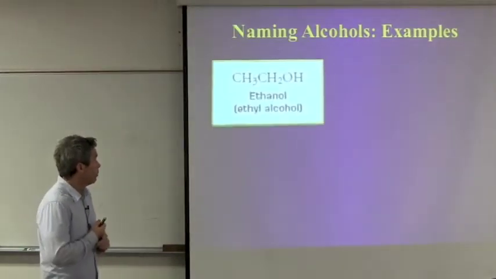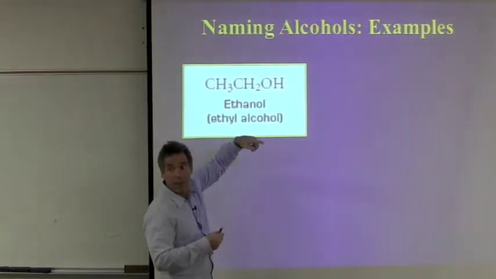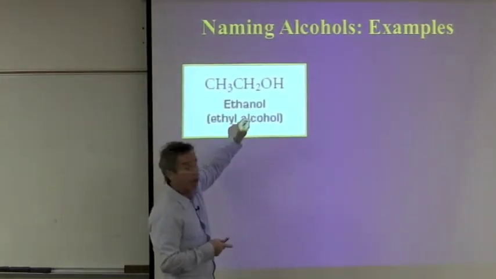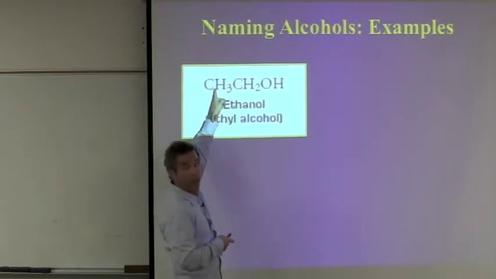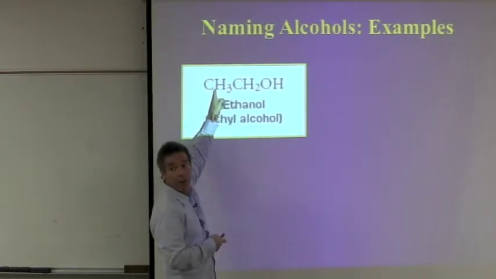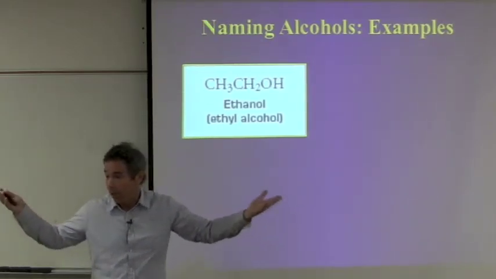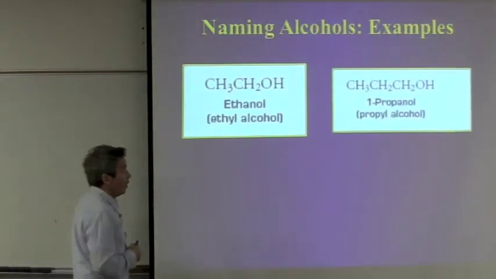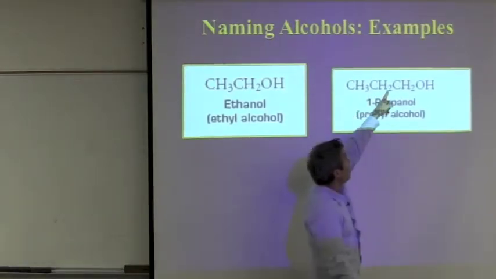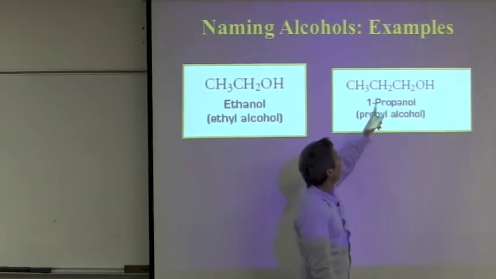Some examples. 2 carbons, ethane. We get rid of the E and put OL, ethanol. Now, we don't have to say 1-ethanol because there's no such thing as 2-ethanol. If the hydroxy group was here, that would be 1-ethanol. And we don't need to put a number in front of methanol when there's just 1 carbon because there's just 1 carbon. 1, 2, 3 carbons. Hydroxy's on carbon number 1, 1-propanol.